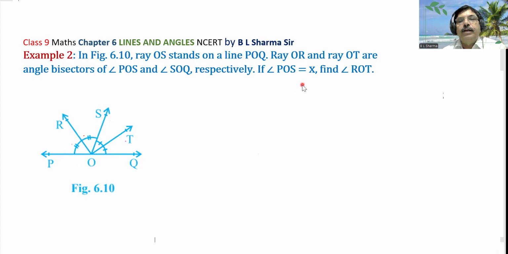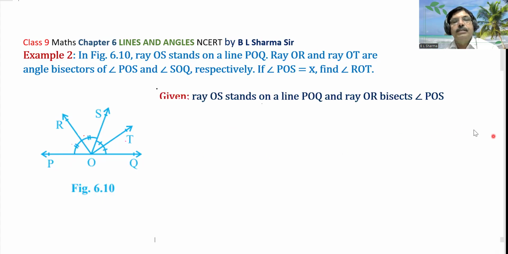Now we have to find out, if angle POS is equal to x, then find angle ROT. We have to find out this angle ROT. It is given that this angle is equal to this angle and this angle is equal to this angle. It is given. How to start? What is given? Ray OS stands on a line POQ and ray OR bisects angle POS.